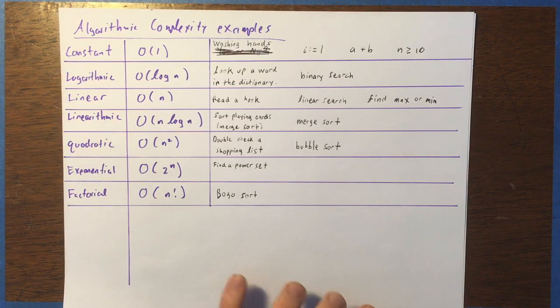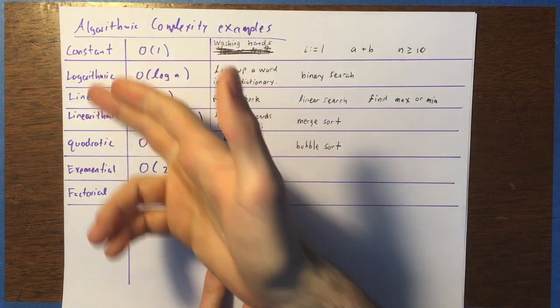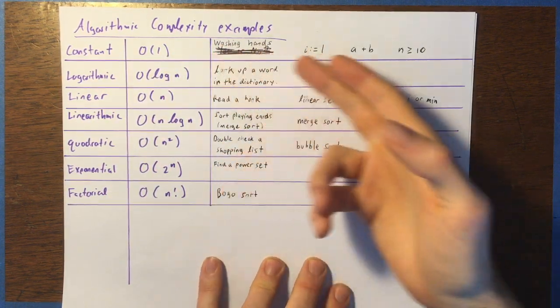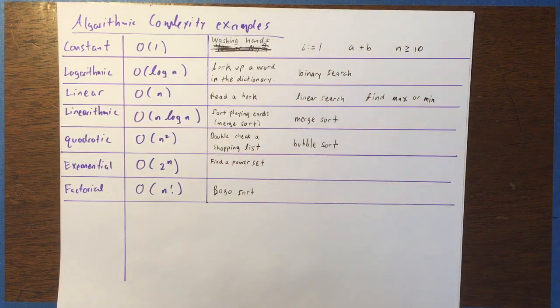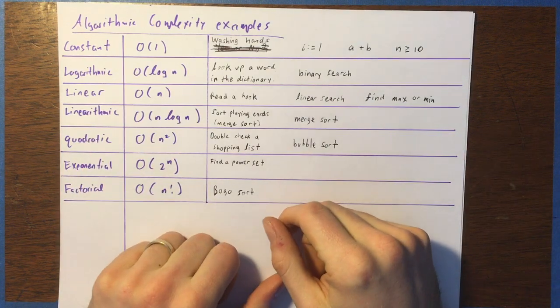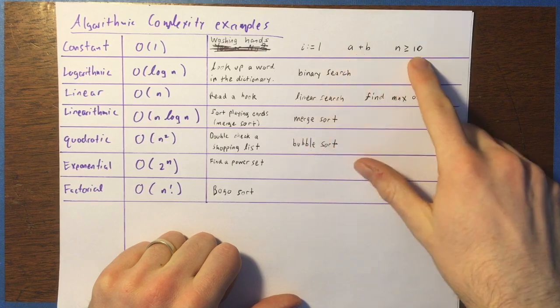So I just wanted to give some examples. Some of these are real world examples, just to wrap your head around what it means. An example of a constant time operation would be washing hands, right? Washing hands takes a certain amount of time. You sing happy birthday twice and then you're done. That's a constant amount of time. Other constant operations, like I've mentioned before, are assignments, additions, and comparisons.